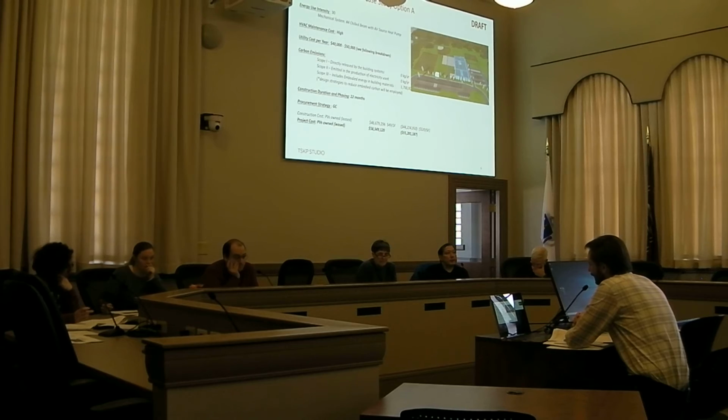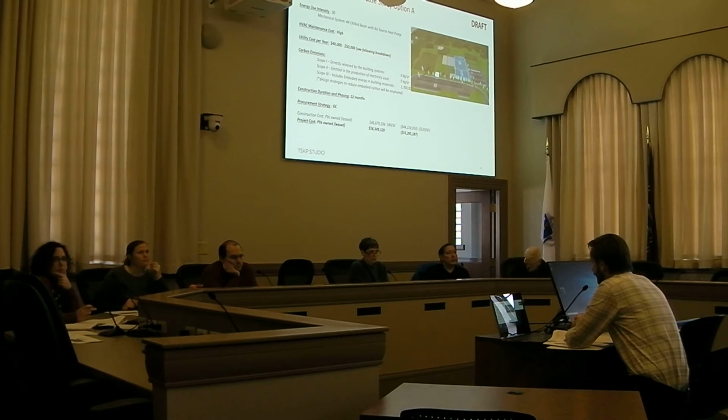So we did that, and so we're able to report now for an option A building using a chilled beam mechanical system with an air source heat pump. That the utility cost per year would be $40,000 to $50,000 after the renewable energy credits are sold. And I can explain that a little more in the following slide.